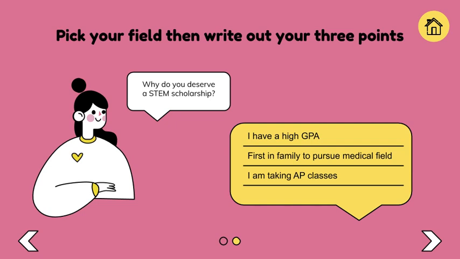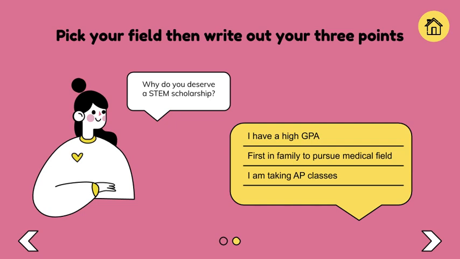So I chose the STEM field since I know you want to be in the STEM field. If the question was, why do you deserve a STEM scholarship? Some points you could use are having a high GPA, being the first in the family to pursue the medical field, or even taking AP classes, and how you would explain some of this. For example, being the first person in your family to pursue the medical field shows that you are ready to venture into new territory. You're not afraid of a challenge, right? And it's showing that despite the obstacle of not having help in the medical field, you're still dedicated to pursuing a degree in that field.